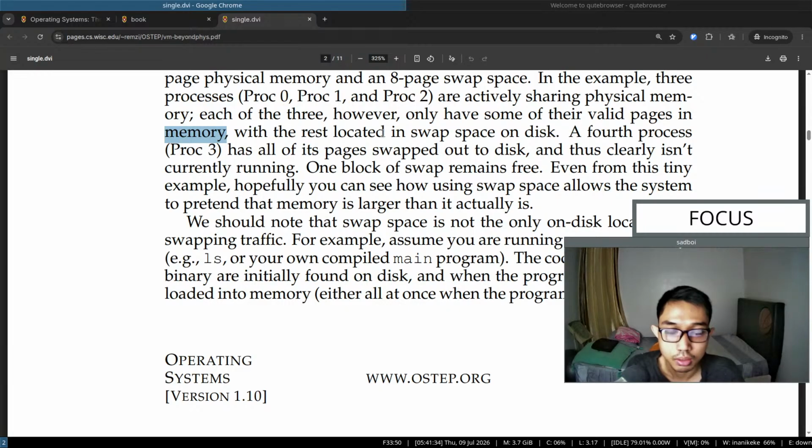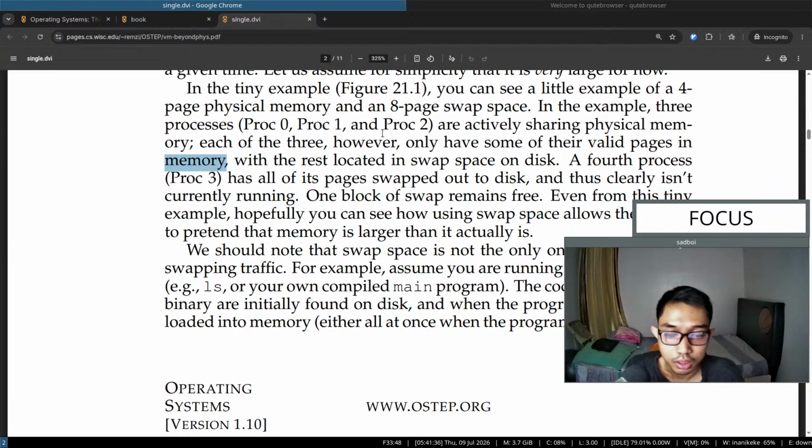It looks like we are using the multi-level page table, because only some of the valid pages are in memory, rather than the entire address space, I guess, with the rest located in swap space on disk.